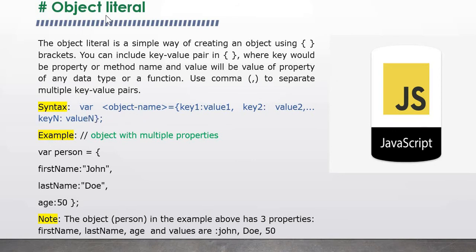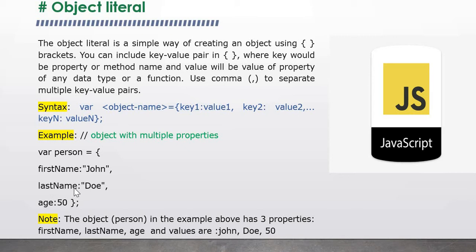Following the literal, here is an example, an object with multiple properties. You can see I declared a variable named person using var, with opening and closing curly braces. Here is the first property: the first key is first name, colon, and John is the value for first name. It's a string type, that's why I use double quotation marks, and then there's a comma.